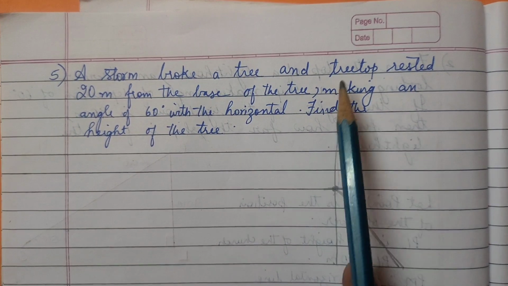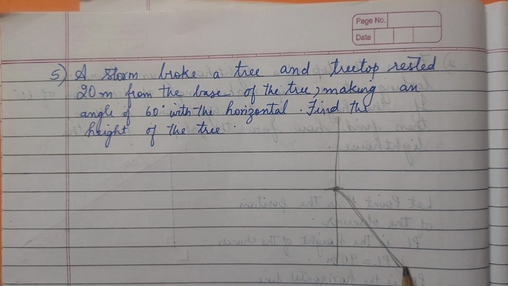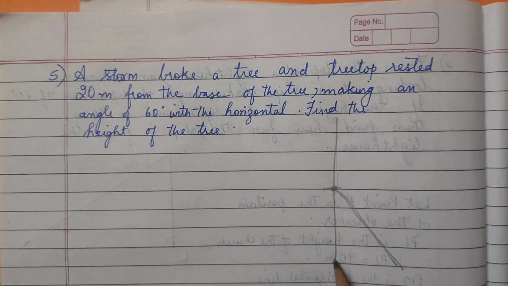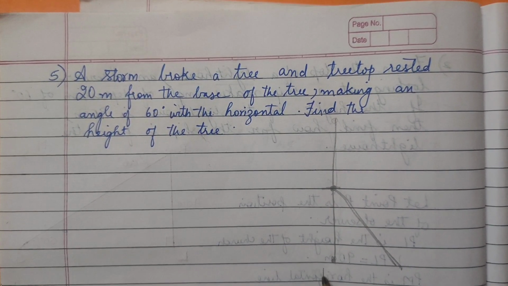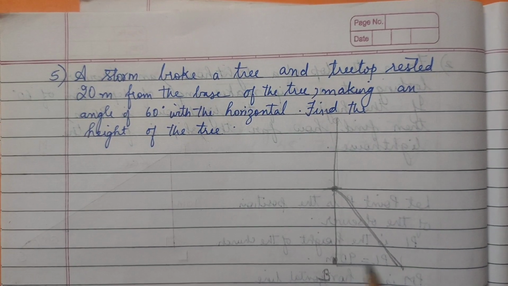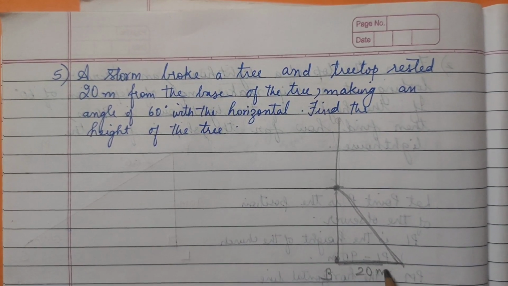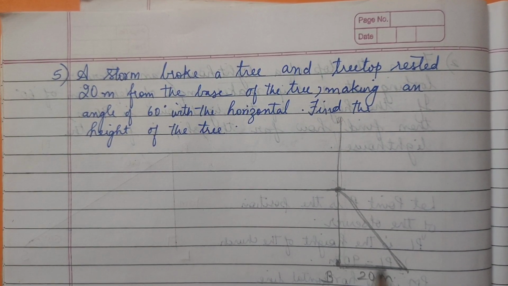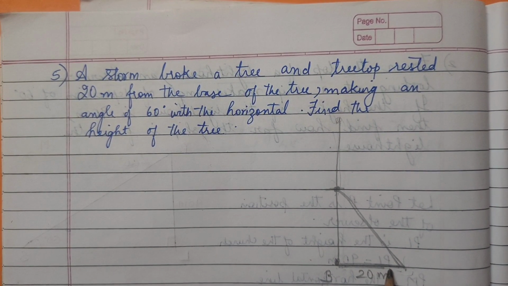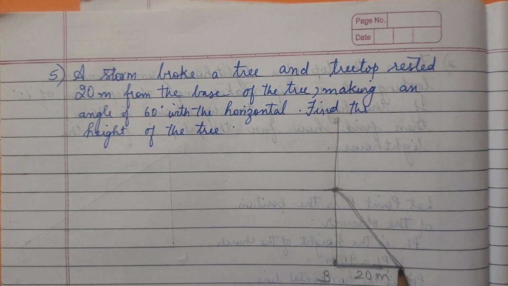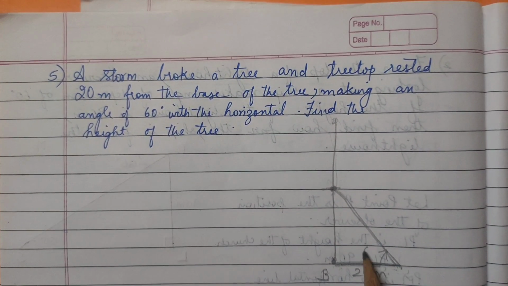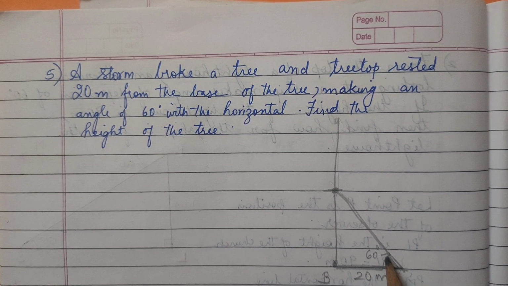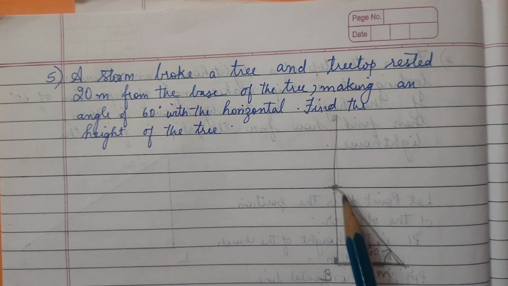ओके, एंड दे सेड द ट्री टॉप रेस्टेड, मतलब ऐसा रेस्ट हो गया है इधर 20 मीटर फ्रॉम द बेस ऑफ द ट्री. यानी ये ट्री का जो बेस है, दिस इज अ बेस. ओके, बेस से कितना मीटर डिस्टेंस है? 20 मीटर. ये जो टॉप गिरा है उससे ट्री के बेस से 20 मीटर का डिस्टेंस है. मेकिंग एन एंगल ऑफ, वो जो गिरा है वो एंगल भी बनाया है, दैट इज अ 60 डिग्री विद द हॉरिजॉन्टल. ये है हमारा हॉरिजॉन्टल, सो इससे 60 डिग्री बना है. फाइंड द हाइट ऑफ द ट्री.